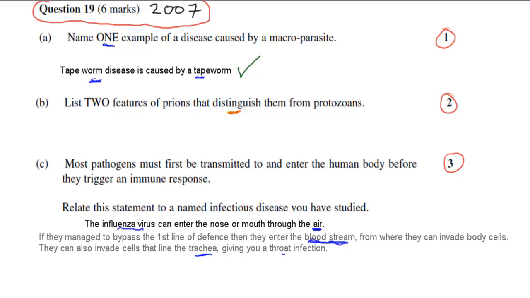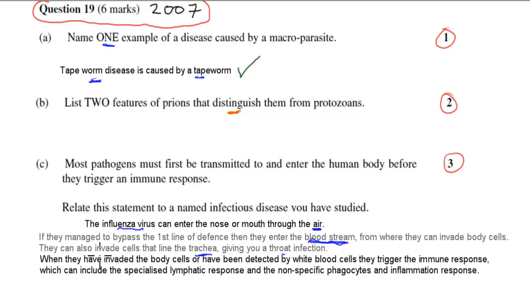But I still need to talk about the actual response that our body can do against the infection. And that would be when they invade the body cells or have been detected by white blood cells, they can trigger the immune response, which can include specialized lymphatic responses, so it's just a specialized immune response. And also, I added this to make sure I've got something else there as well, they also trigger the non-specific phagocytes and inflammation response. This was the host response to the actual infection, right? And this will also get me a mark.